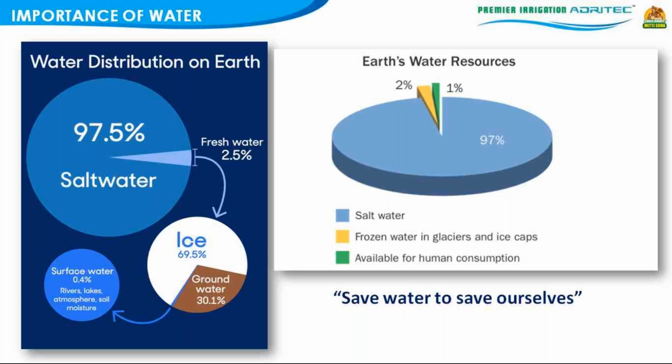Therefore, it becomes very important that we save water to save ourselves. The message from this slide is to show how little water we have. We have a lot of salt water, but can it be used? It cannot be used. We have to desalinate it, which is a very costly process. So that is what we are trying to tell, that the available water is very, very minuscule.